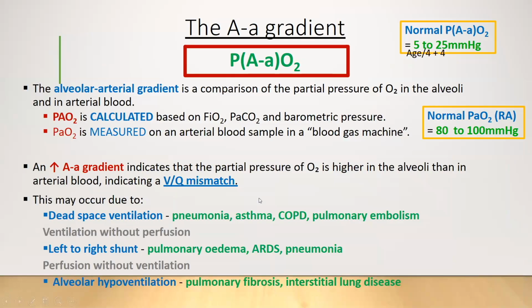So a little bit about the AA gradient. The normal AA gradient is usually between 5 to 25, or we can use a formula depending on the age of the patient: age divided by 4 plus 4. So the AA gradient is a comparison of the partial pressure of oxygen in the alveoli compared to the arterial blood. The PAO2 is calculated based on the formula I mentioned just now, whereas PaO2 can be measured from the ABG. An increased AA gradient indicates that the partial pressure of oxygen in the alveoli is much higher than in the arterial blood. It indicates a VQ mismatch, which can be due to dead space ventilation, left to right shunt, or alveolar hypoventilation.